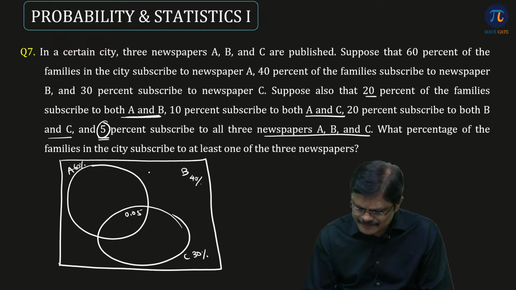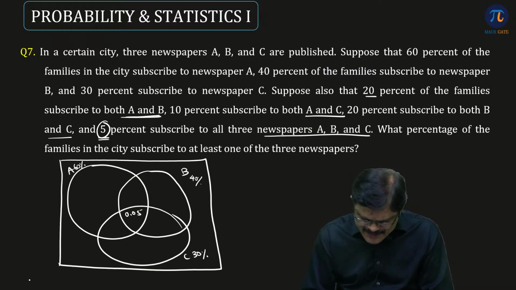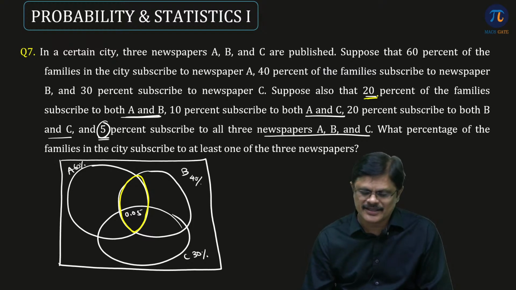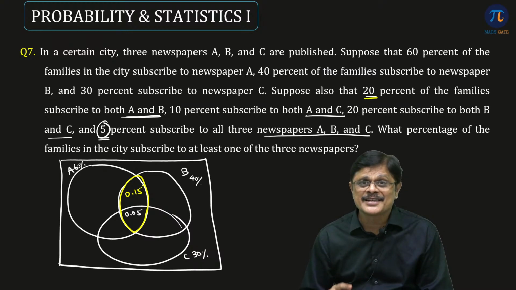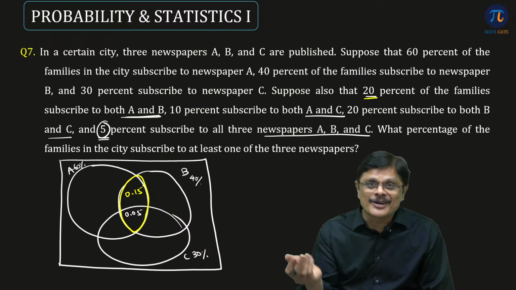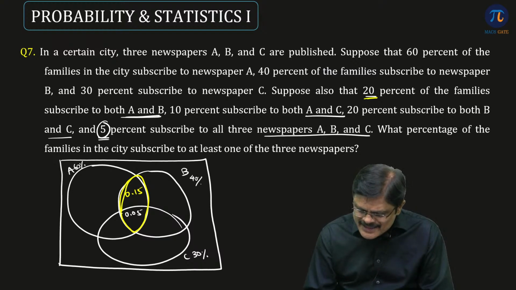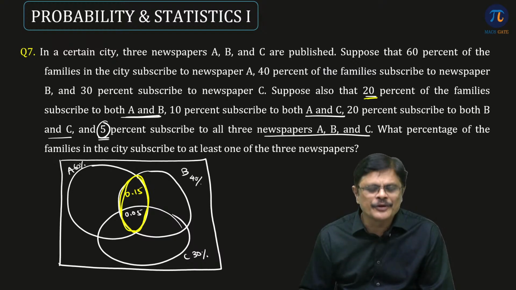A and B means this portion. A and B is this portion. And this is 0.2, 20%. So 0.2, already 0.05 is gone. So how much is remaining? 0.15 is remaining. That is only AB but not C. And if you combine this, it is subscribe to A and B.